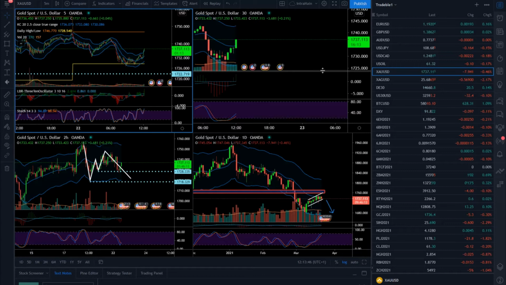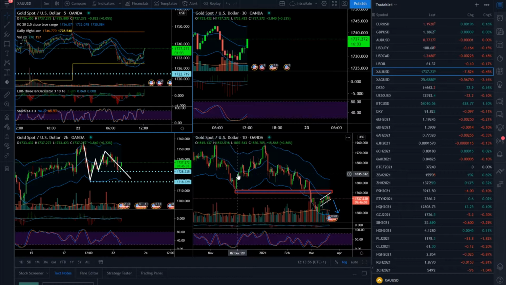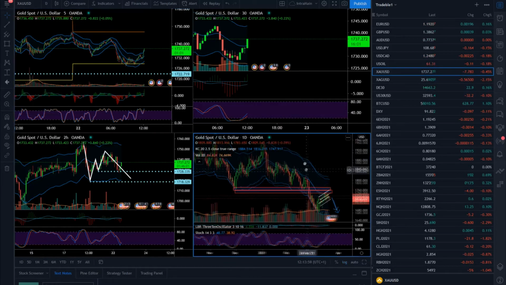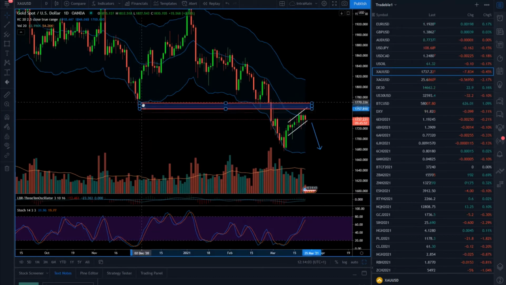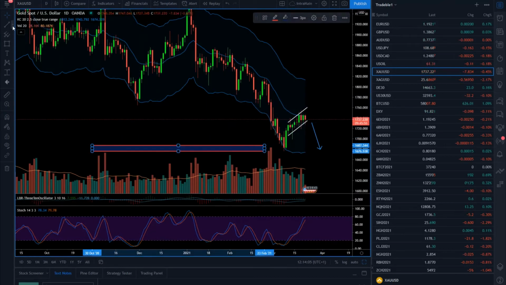Hello dear traders. For today's analysis, I decided to cover the gold chart because I think there is actually quite an interesting structure on the daily time frame, because we almost reached the important pivot levels and the recent swing lows on the daily time frame.